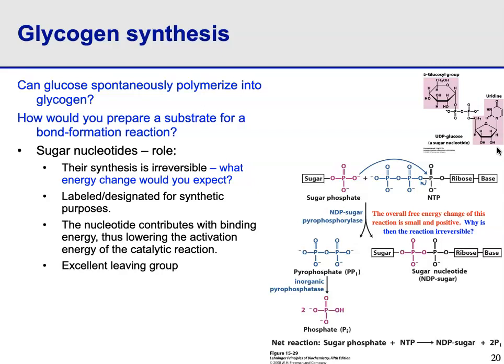And the last benefit is that the nucleotides are generally excellent leaving groups. So what did we do? Yes, we spent energy here, but we added an excellent leaving group. This reaction is irreversible, and once the UDP glucose or the glucose nucleotide is generated, it's going to be used for the synthesis of glycogen. And the added benefit is that the extra nucleotide provides a binding surface for lowering the activation energy.